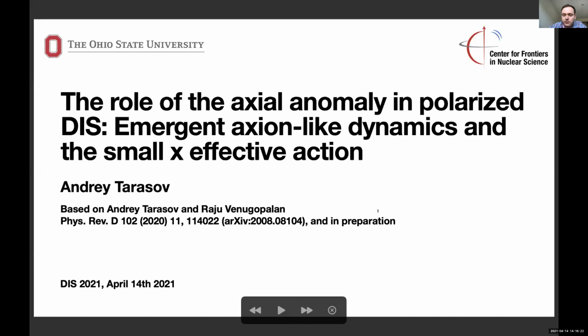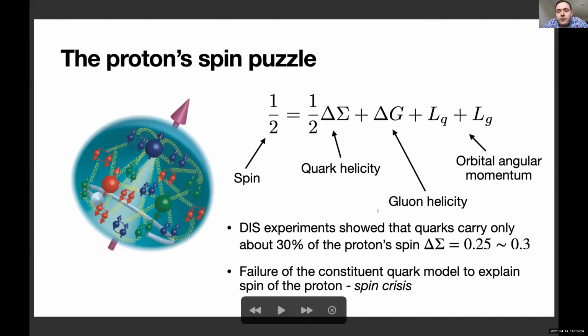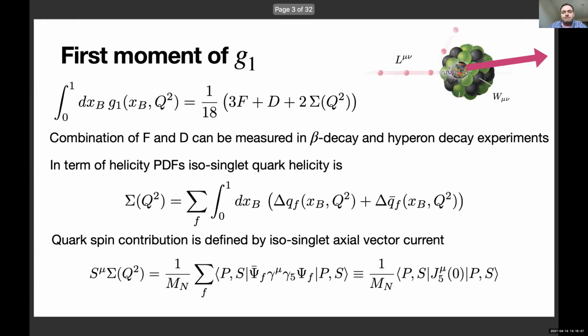So as we know, the constituent quark model cannot explain the proton spin. We know that the contribution of quarks to the proton spin is relatively small, just about 30%. It's surprising, and that's what the spin puzzle is. In this talk, I'm going to give our explanation of this phenomenon.